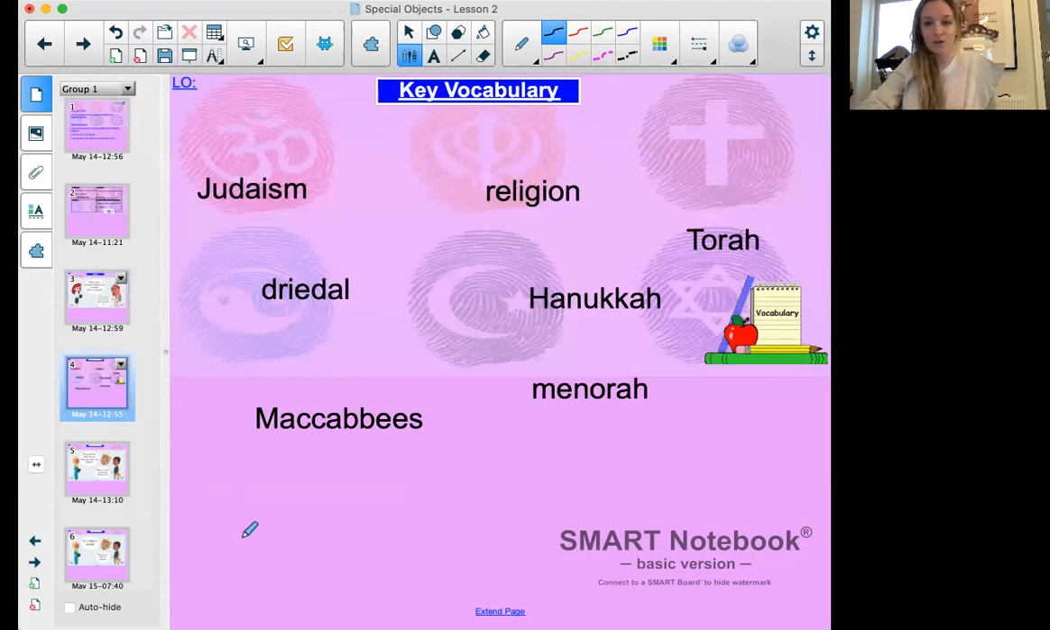Looking at the keywords that we're going to be using in our lesson today, we have Judaism, which we've talked about as a religion, Torah, Dreidel, Hanukkah, Maccabees, and menorah.